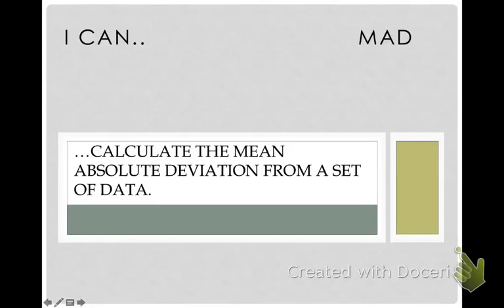Hi, 7th graders. So we have covered MAD. MAD stands for the mean absolute deviation from a set of data. So copy the I can statement down, freeze the video, copy the I can statement down, and then go to the back of your packet.